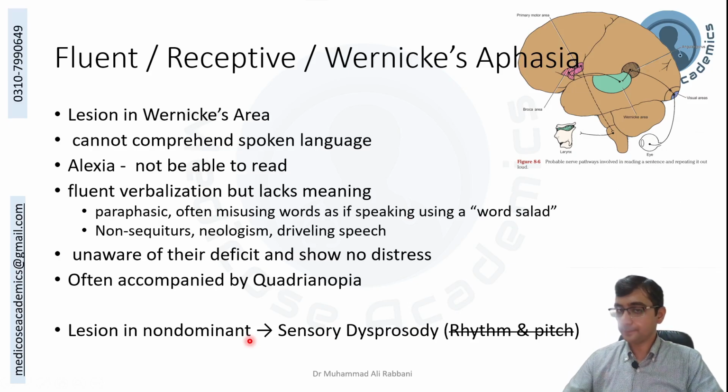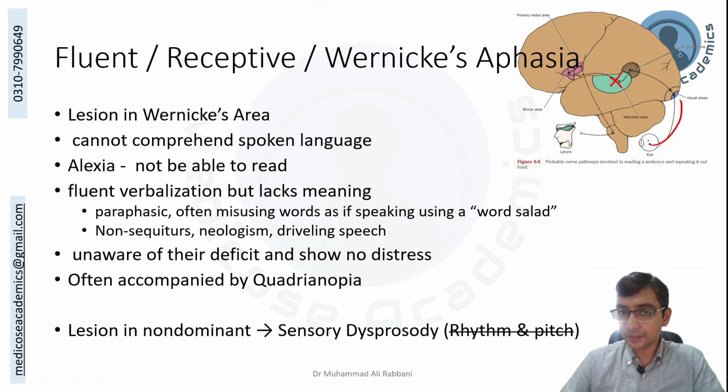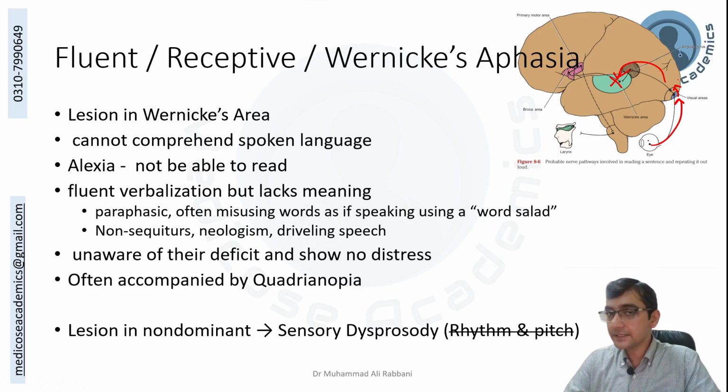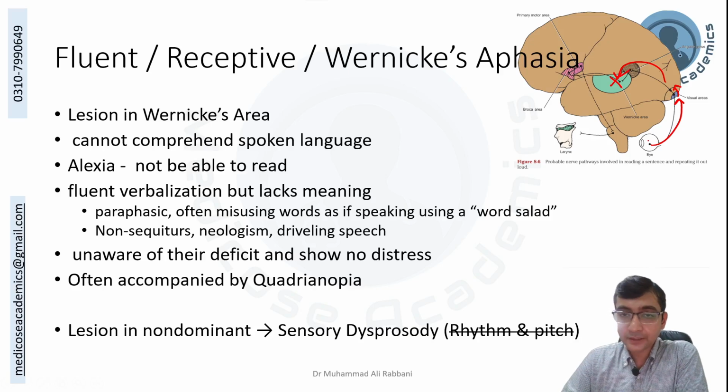Fluent receptive aphasia. In this case, the lesion is somewhere here in the Wernicke's area, and the signal reaches fine in the visual cortex. It is interpreted fine, but when it is sent to the Wernicke's area, the language deciphering part does not occur. The person cannot read, cannot comprehend written language. There is alexia, and he will behave like he is reading some alien language, some language that he does not know.